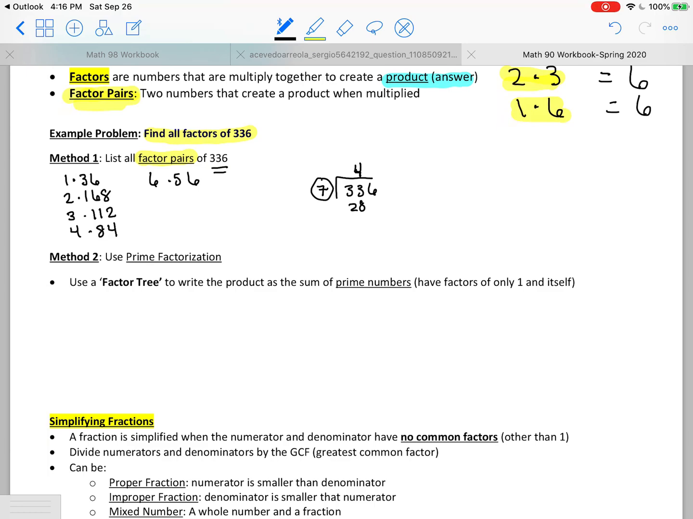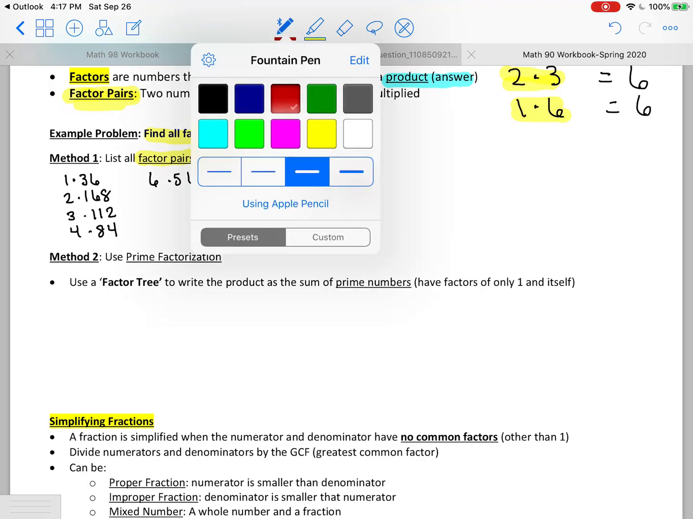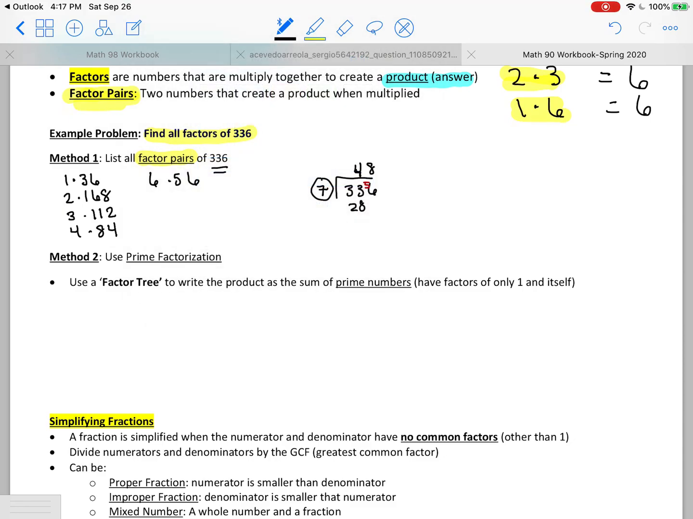4 times, which is 28. And from 28 to 33 is 5. So you can actually just put your 5 right here. And now it's 7 into 56. And we know that 7 goes into 56 8 times, right? So we don't even need to do the long division here. So we've got 7 times 48.